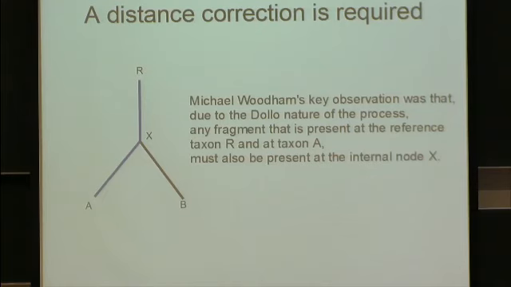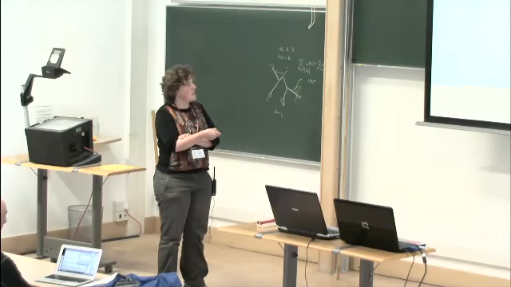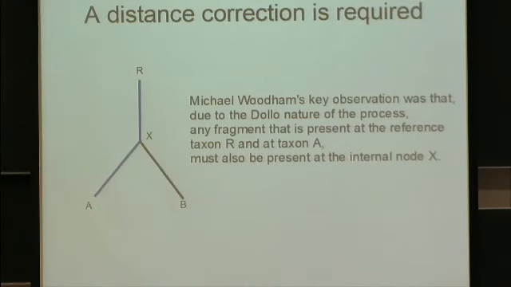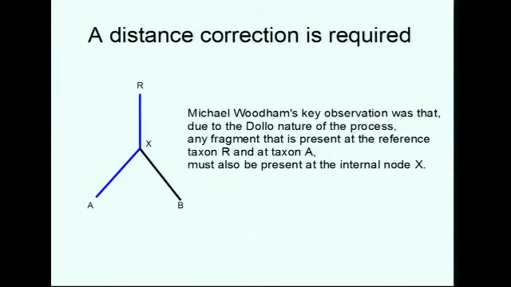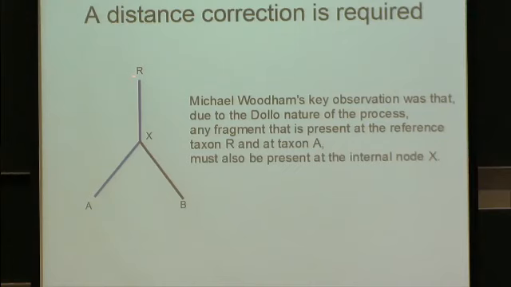So Michael and Vince and I were starting to toss around some ideas about this back in February, and Michael had the following simple but key observation. If we just consider fragments that are present at taxon A, we know they're also present at the reference taxon, because that's just by definition of this kind of data. And because we've got a Dollo process, we can't have parallel gains. They must be present everywhere along the path between R and A. In particular, they are present at that internal node there, X.